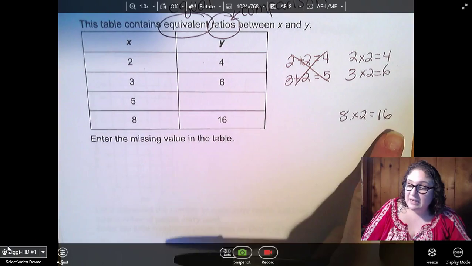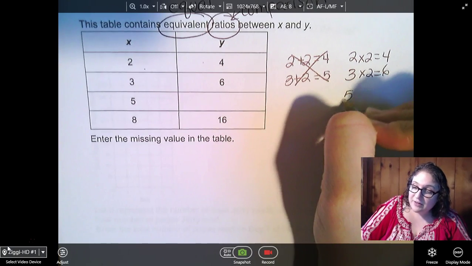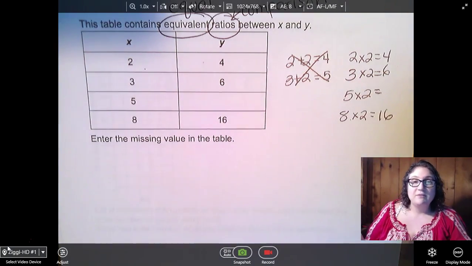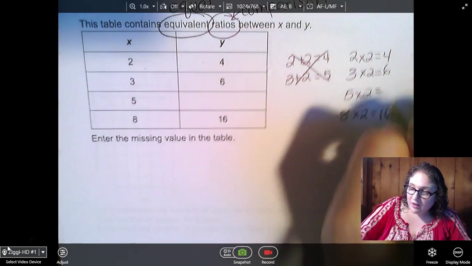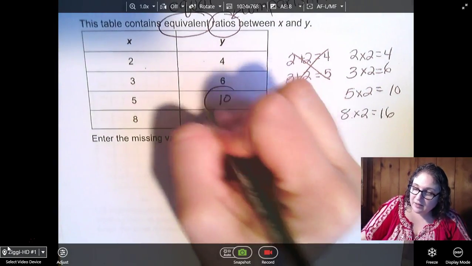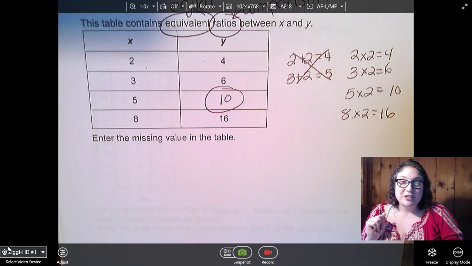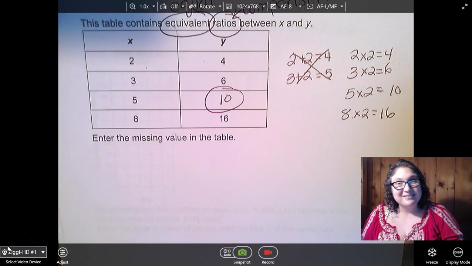So if this is 8 times 2, well, now we just need to figure out our 5 times 2. 5 times 2? Perfect. 10. So our missing value in this equation, in this table of equivalent ratios is 10.